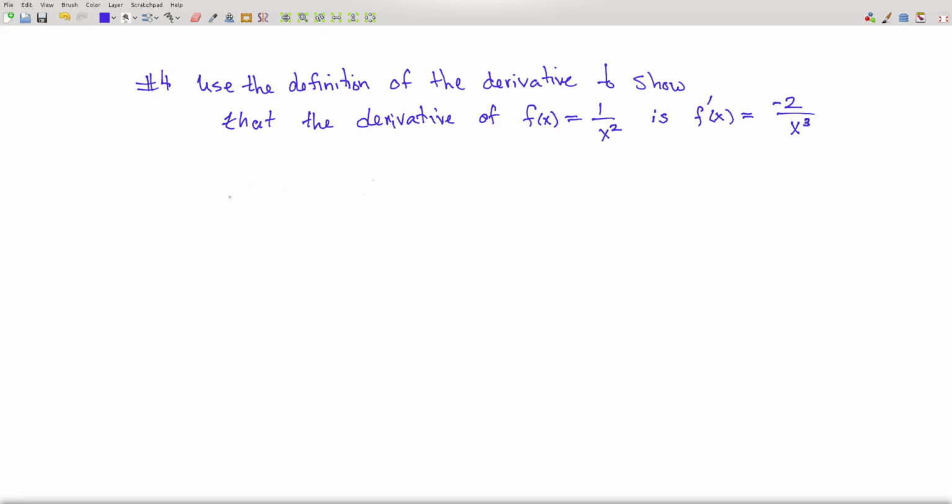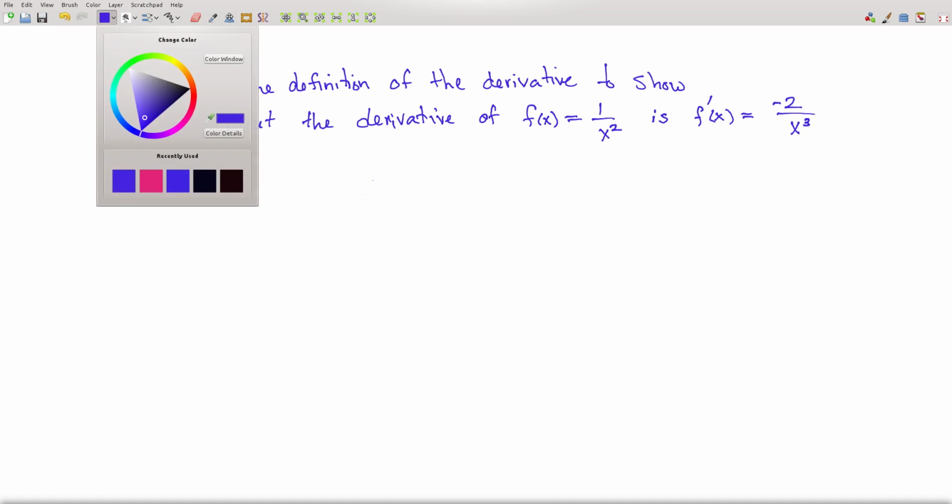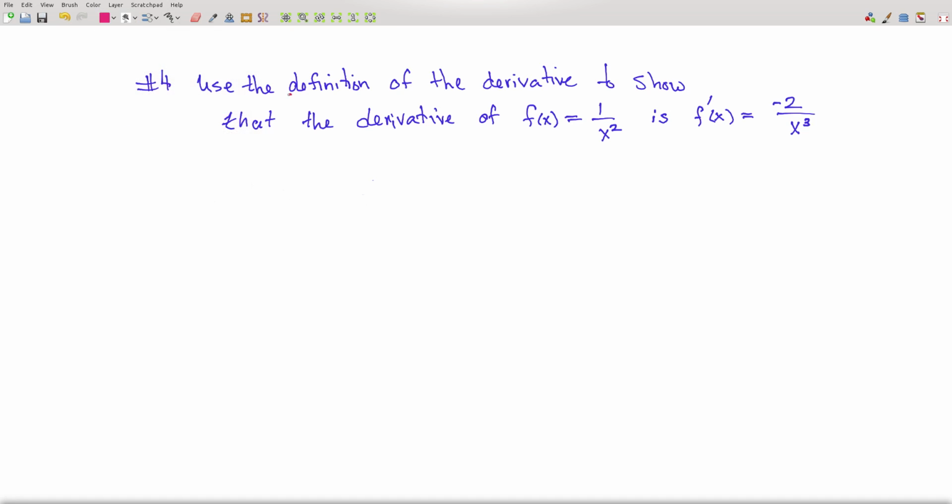We're looking here at number 4 from the test. Number 4 says, use the definition of the derivative to show that the derivative of f of x equals 1 over x squared is negative 2 over x cubed. The key to understanding what it's asking us to do is to read it carefully enough to see that it's asking us to use the definition of the derivative.